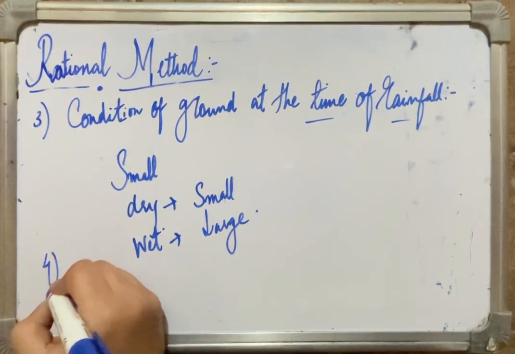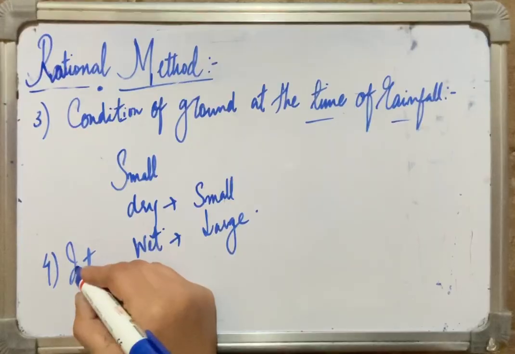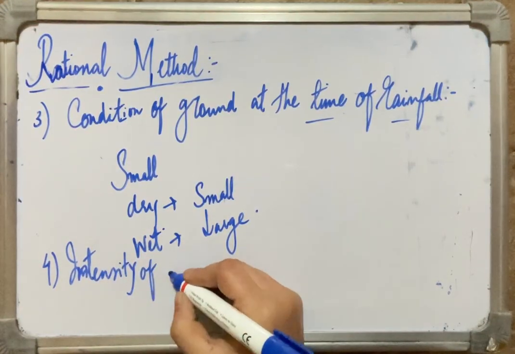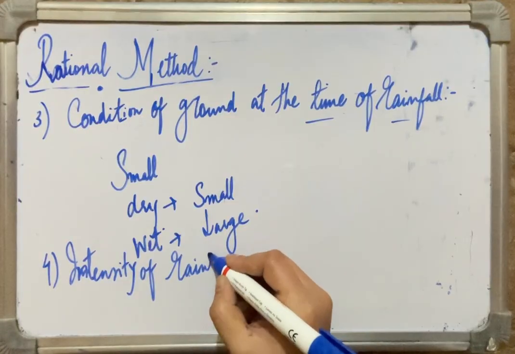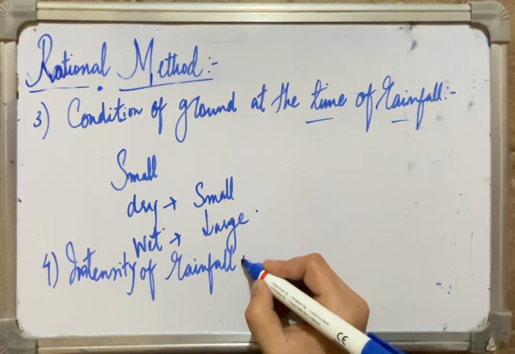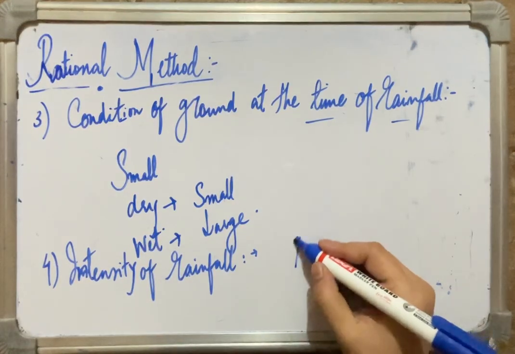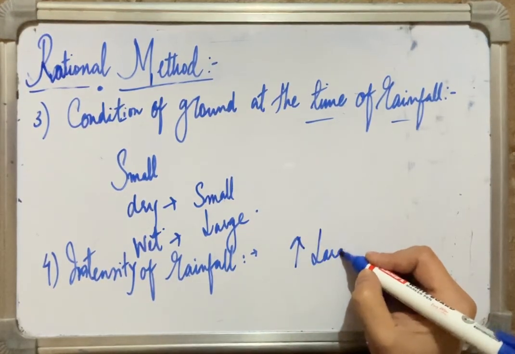Fourth factor, intensity of rainfall. Intensity of rainfall also affects our coefficient. If it rains heavily in a short duration of time, the soil does not get the opportunity to absorb all the water. That means it will increase the surface flow and consequently the coefficient of runoff will be large.